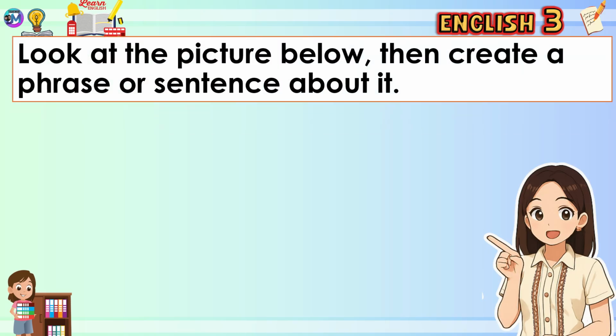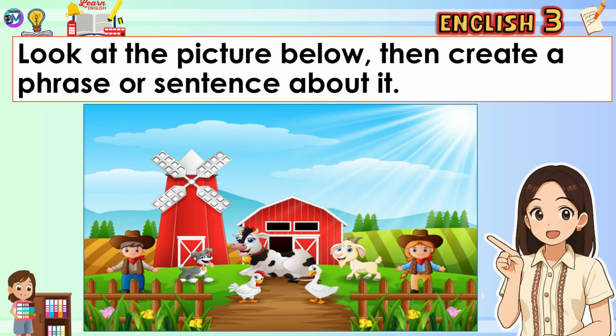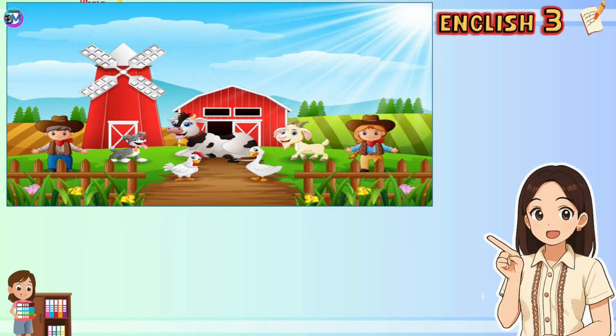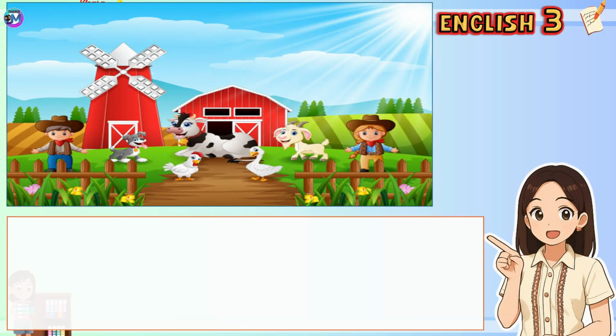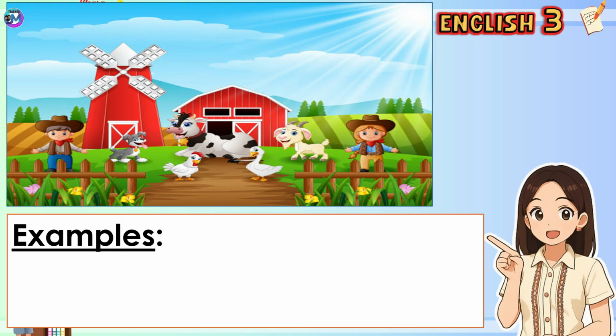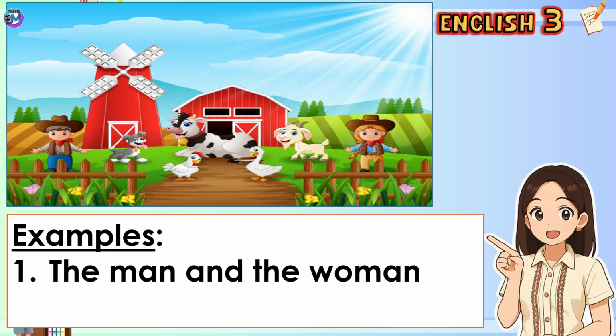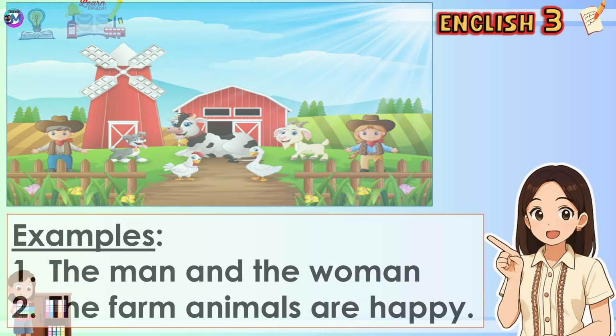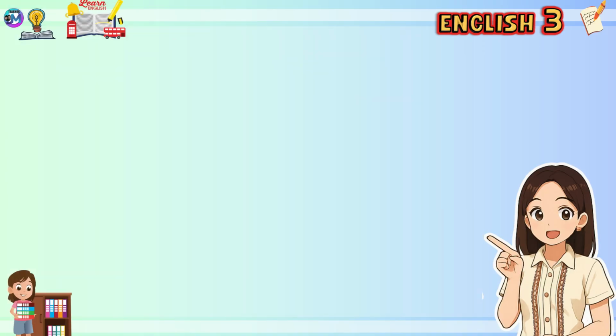Now, look at the picture below, then create a phrase or sentence about it. Awesome! Now, let's look at the examples that we can come up with. First, the man and the woman. Second, the farm animals are happy. Can you identify the difference between the first and the second example?